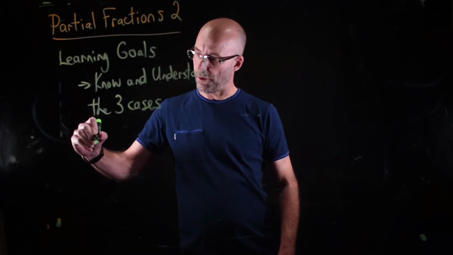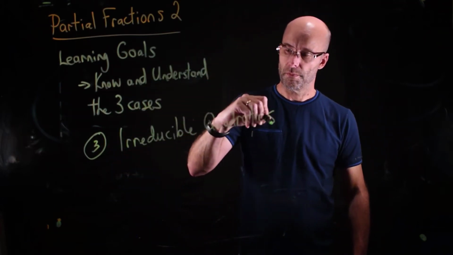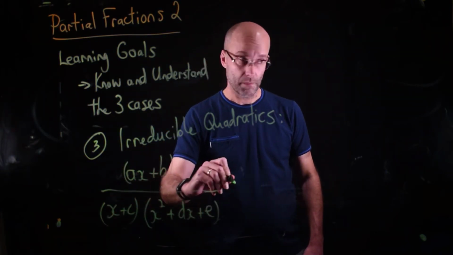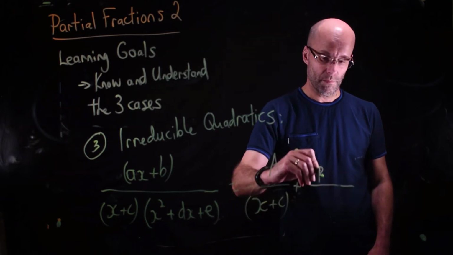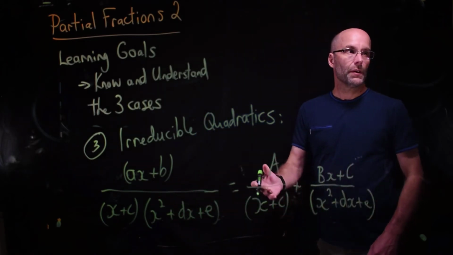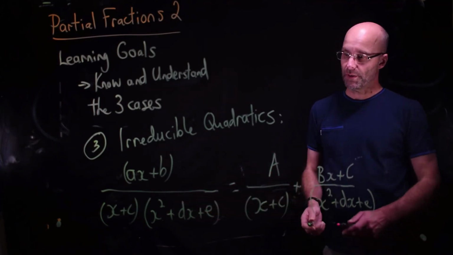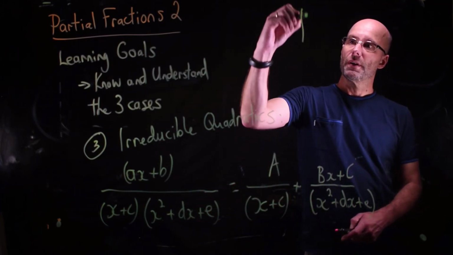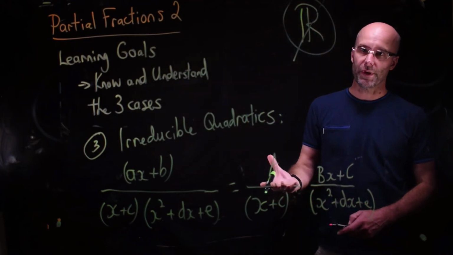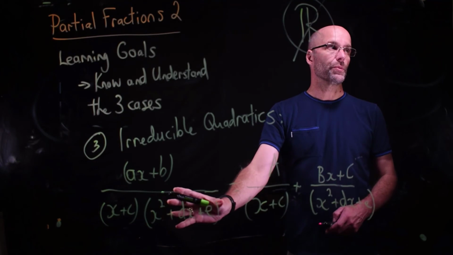The third form, or the third case, is irreducible quadratics. Okay, for this one here, each irreducible quadratic in the denominator, like that one there, and by the way, irreducible means there's no solutions in the real number system. So it might have complex factors or whatever, but there's no roots in the real number system or over R. So that's called an irreducible quadratic there.